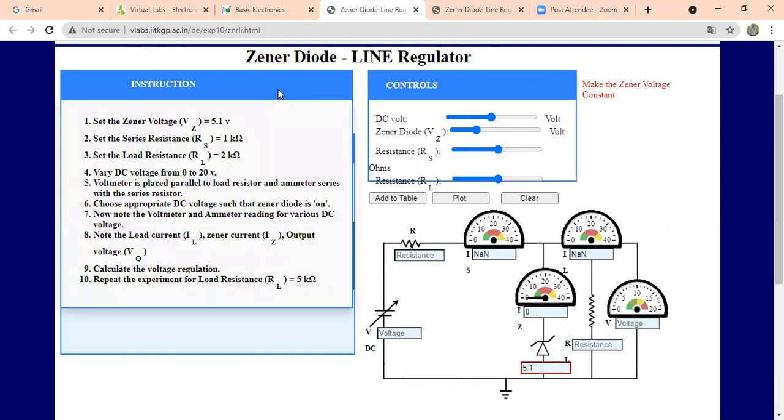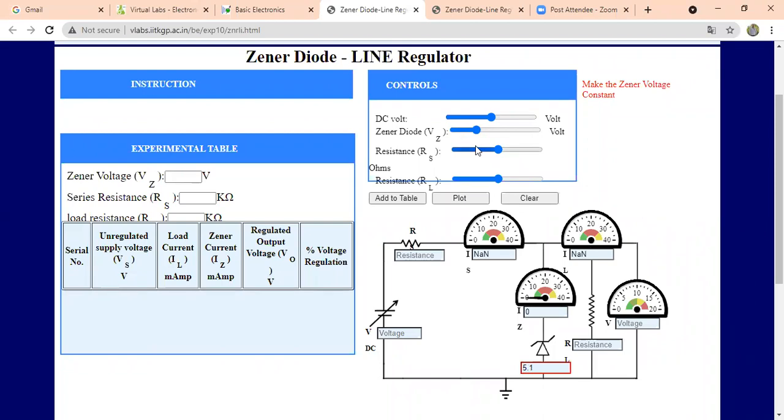Now what is the second instruction? The second instruction is to vary the series resistance to 1 kilo ohm. So we'll be varying the series resistance to 1 kilo ohm, which means 1000 ohms. Then the third parameter is the load resistance, to 2 kilo ohms. Now we'll be putting the load resistance to 2 kilo ohms.